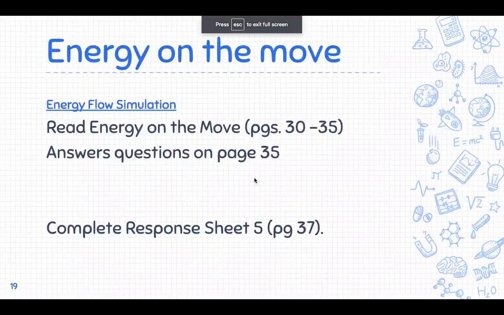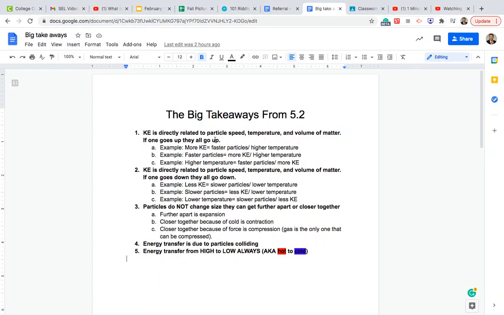All right. And then we looked at our big takeaways. We wrote these in our binder. Not all of it, just what's in bold, because those are big takeaways. Kinetic energy is directly related to particle speed, temperature, and volume of matter. If one goes up, they all go up.